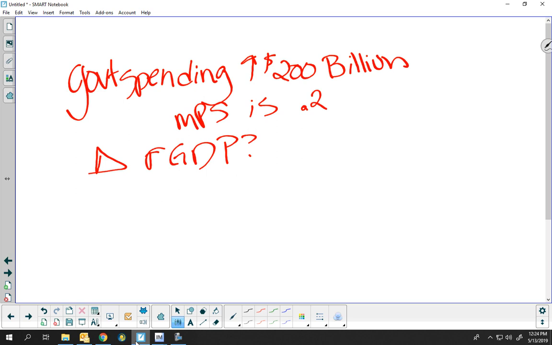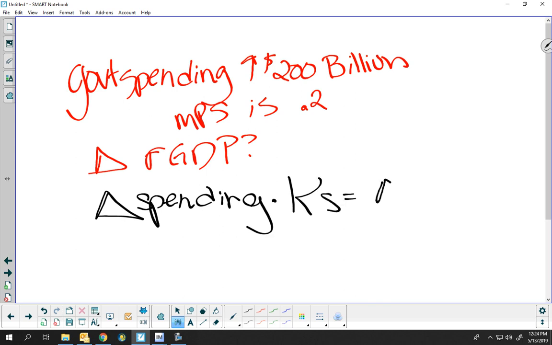What multiplier are you using? How do I know that's the multiplier to use? Because it says government spending. It's not government, it could be C, I, G or net exports. If any of the spending changes, if some sort of spending change times KS, the spending multiplier, will give us that change in real GDP.